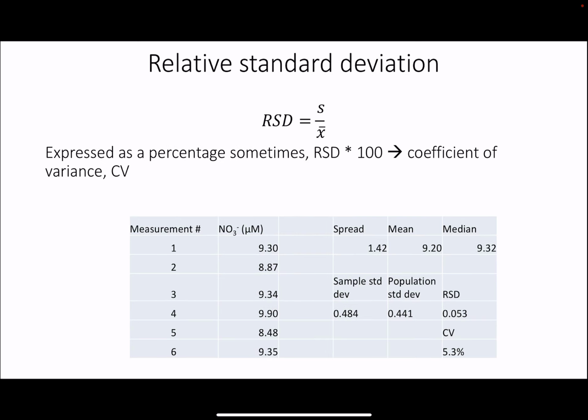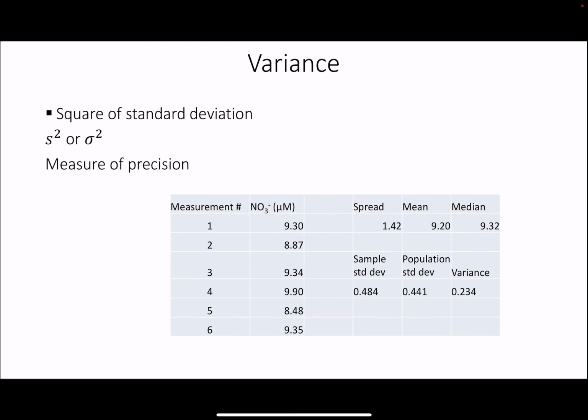The other useful thing is the relative standard deviation, and this is sometimes expressed as a percentage, which is the coefficient of variance. You're probably more used to seeing that, but again, this can be a useful parameter for reporting and helping someone understand, when you give them a mean value for your nitrate concentration, what that actually means, how well that measurement was made. And then the variance, which is a measure of precision, is simply the square of your standard deviation.